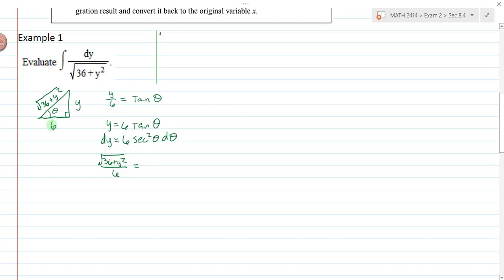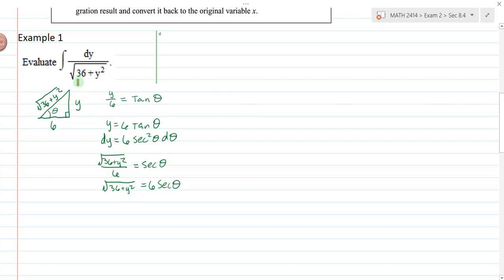Not cosine. Cosine is adjacent over hypotenuse. Hypotenuse over adjacent would be the reciprocal. That would be secant theta. And if I multiply both sides of this equation by 6, I get the square root of 36 plus y squared is equal to 6 times secant theta.